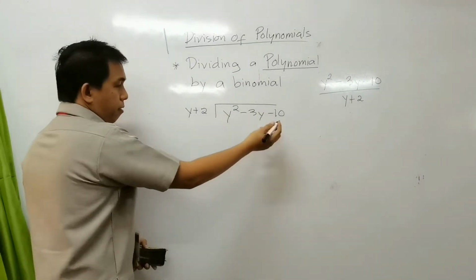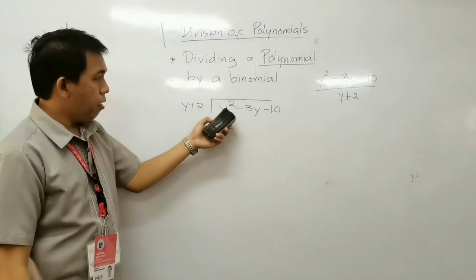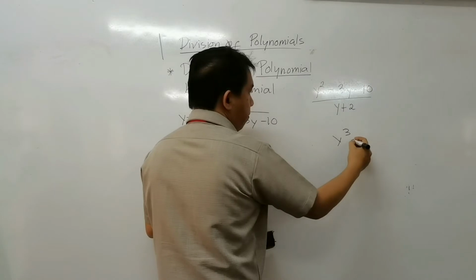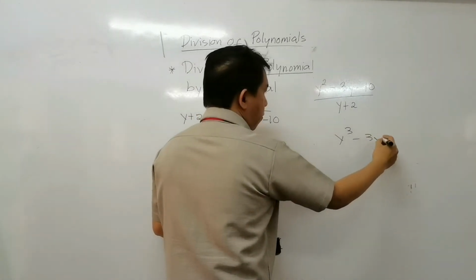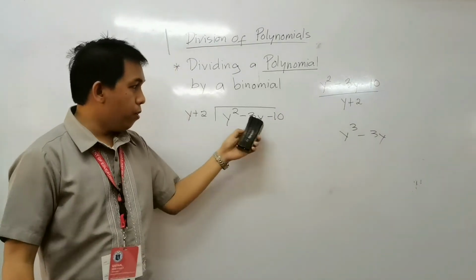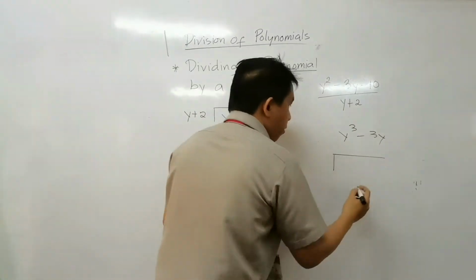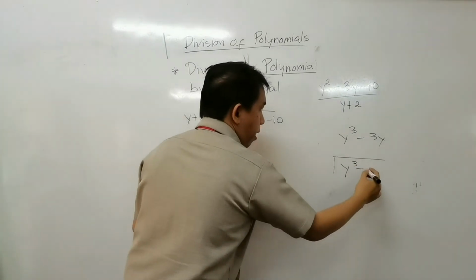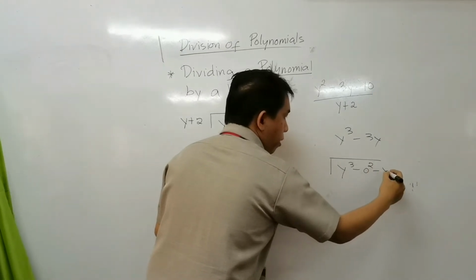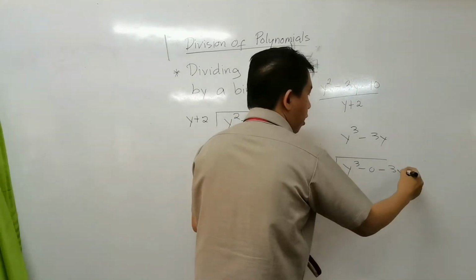So again, that is the first step. Or if there is no degree, for example, if the problem is y cubed minus 3y, how about if we have that kind of problem? What you need to do when you write it on the division bar is to have y cubed minus 0, then 0 squared, or you can just write 0 minus 3y.